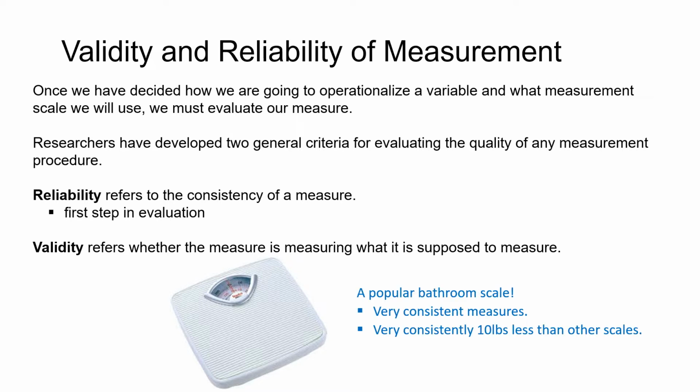Now, the example here for whether it is valid would be a popular bathroom scale. Very consistent measure, but it consistently measures 10 pounds less than other scales. So it's consistent, has high reliability, but it has low validity because it's supposed to be measuring your weight and it's actually measuring your weight minus 10 pounds.